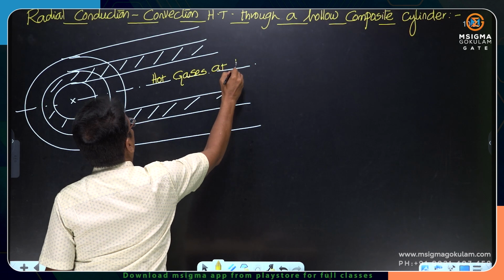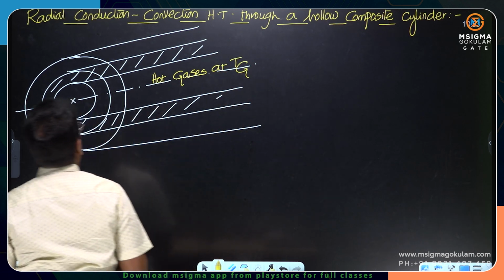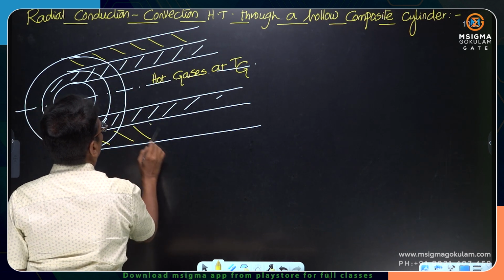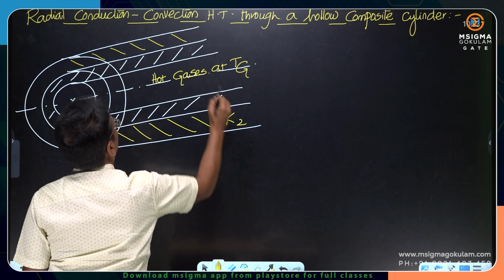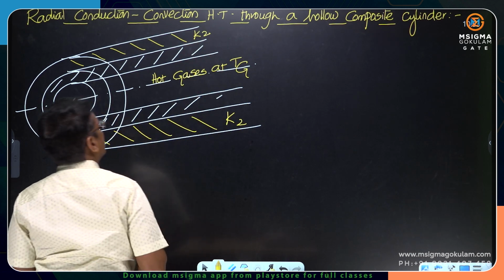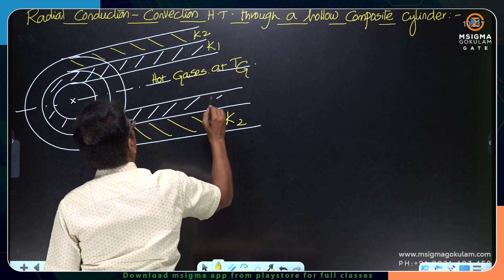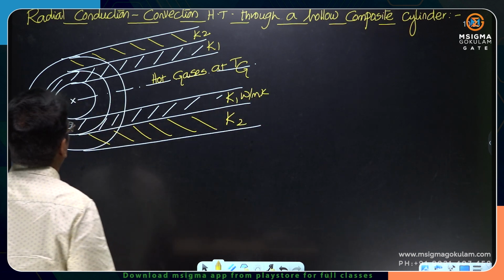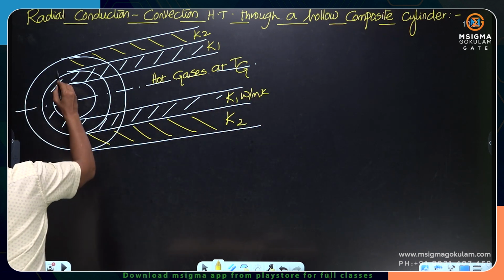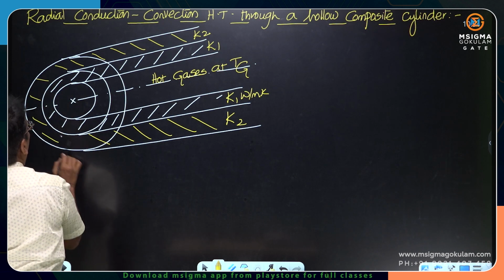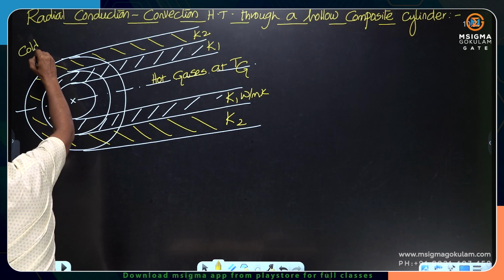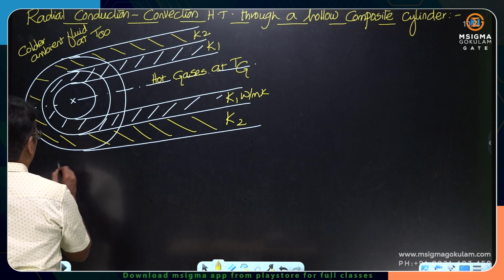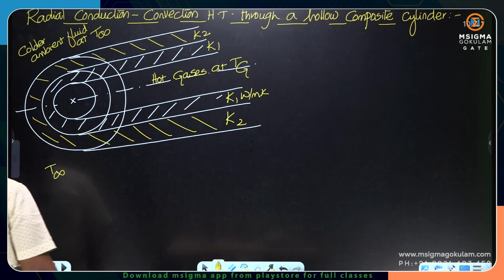Hot gases are there, some combustion gases at Tg. This is the outside solid material, maybe insulating material, having a thermal conductivity K2. Inside material thermal conductivity is K1. There is a colder ambient fluid, maybe atmospheric air.